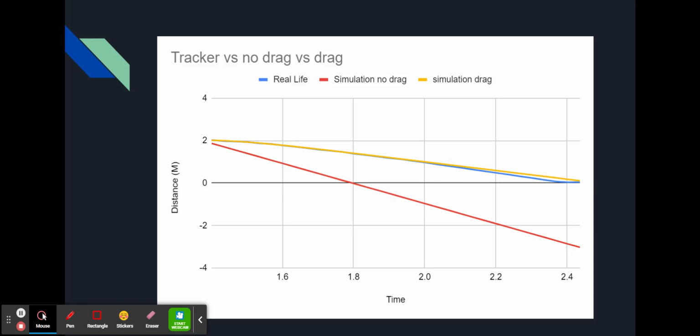And some errors could arise in just video errors, logging our points in Tracker, but for the most part, they would be negligible as we can see because the simulation and the real life were pretty close.